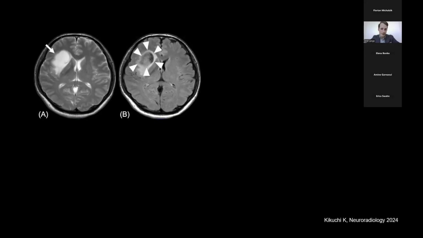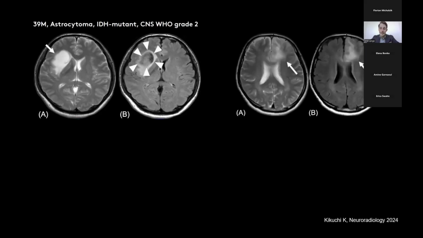However, it is still a subjective imaging marker with a fairly large inter-reader variability. But what happens if you don't see the T2 FLAIR mismatch sign, as in this patient? Could it still be an astrocytoma? We don't know, because it could also be something else. And this is where the quantitative maps come in.